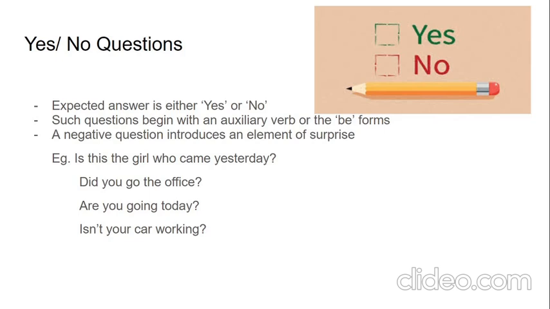The next type of question is the yes or no question. This is very simple. Your answer is either a yes or a no. So here you can see that such questions begin with an auxiliary verb, like is, or even the be forms, are or did. Usually it is asked with an auxiliary verb or the be forms. And you also have a negative question where you can get the answer either a yes or a no. But such negative questions introduce an element of surprise.